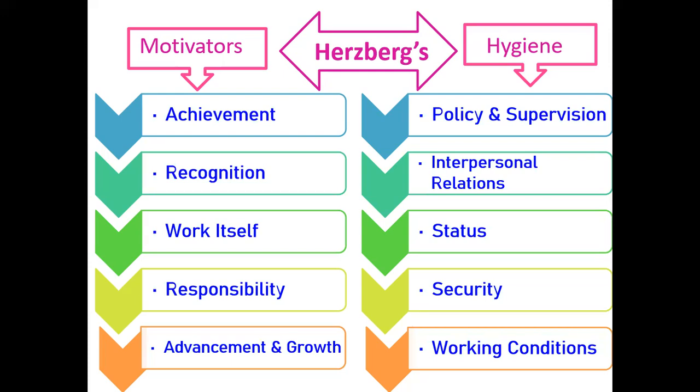Similarly, he identified a set of factors called hygiene factors, where he stated that the policy and supervision of the company, the interpersonal relationships of individuals with the organization and other members, the status one holds, the security aspect of the job, and also the working conditions in the job. He also indicated that salary is a component of hygiene factors, where the presence of these will not give satisfaction, but their absence will definitely give a sense of dissatisfaction for the employees. This is the two-factor theory stated by Herzberg.